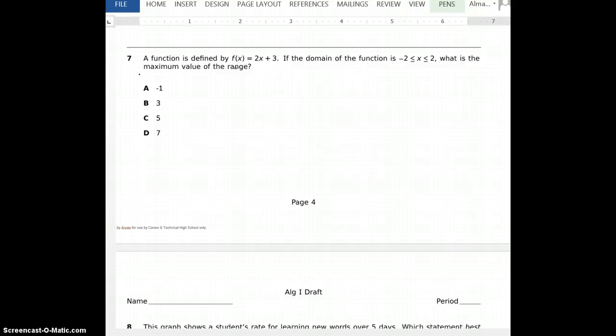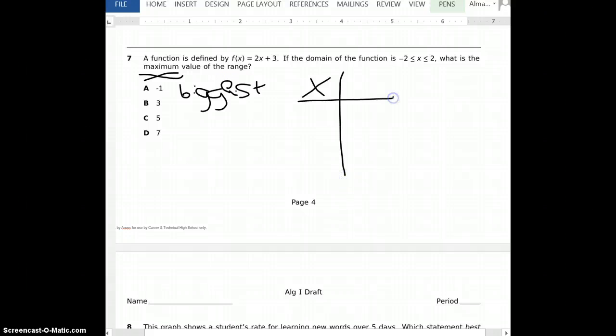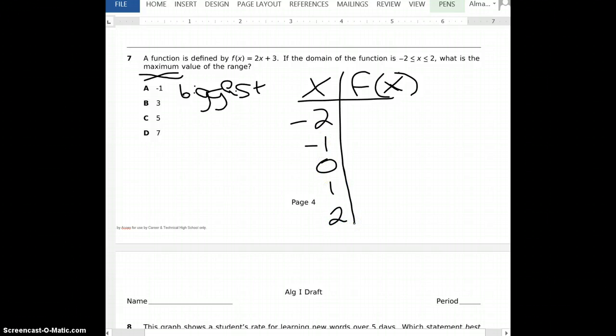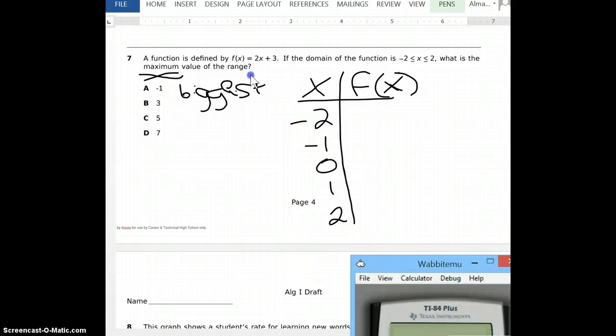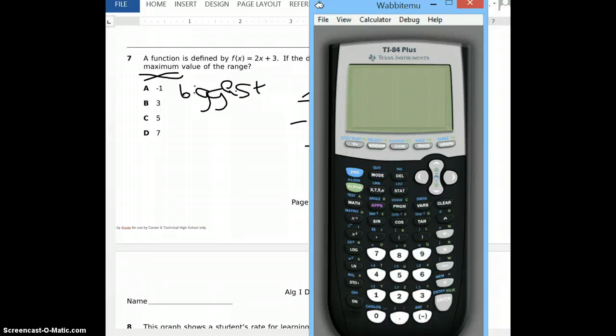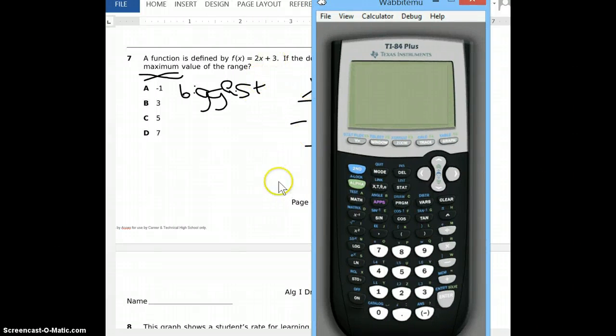So some keywords right here: maximum. That means the biggest. We're looking for the biggest number in our range. And in this case, instead of having x and y, we have x and f of x. People like to use f of x instead of y a lot. But instead of making myself this table, which I could, I'm just going to get my calculator, and I'm going to put my equation in y equals. My equation is 2x plus 3.